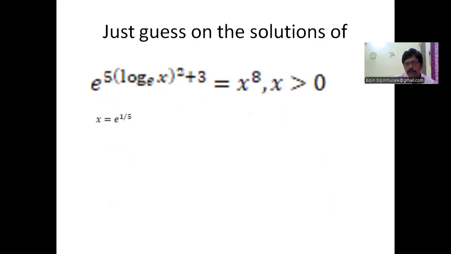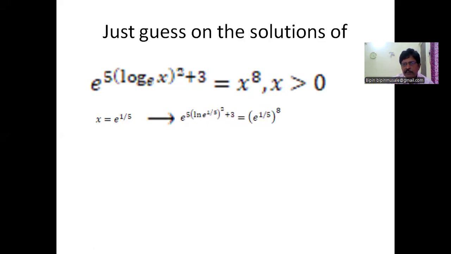Now let us see why we are taking x equal to e raised to 1 upon 5, because one of the options is e raised to 6 upon 5. So e into e raised to 1 upon 5 will be e raised to 6 upon 5. So that means the product. Suppose x equal to e raised to 1 upon 5 is a solution.